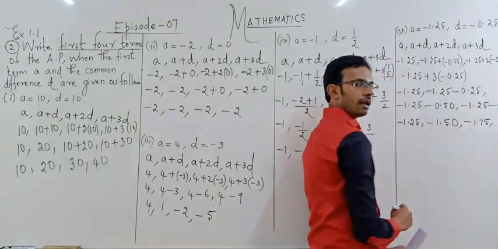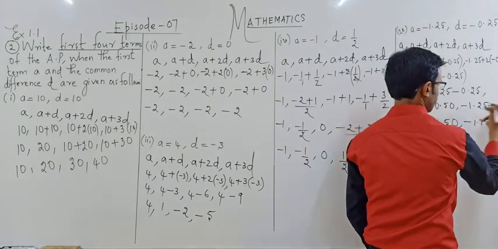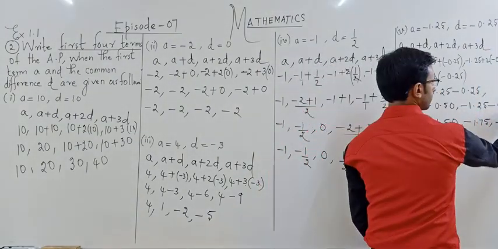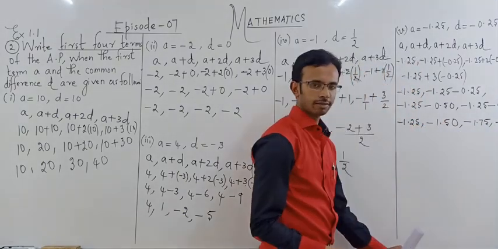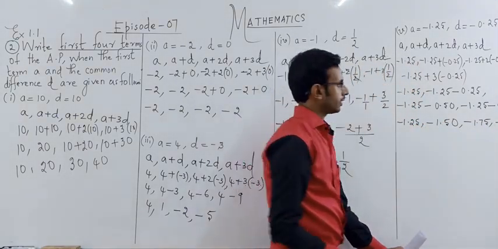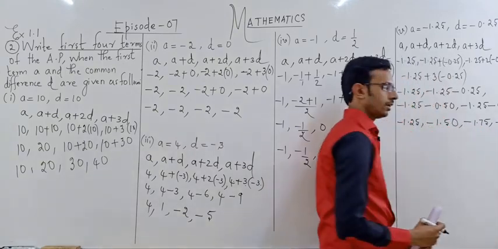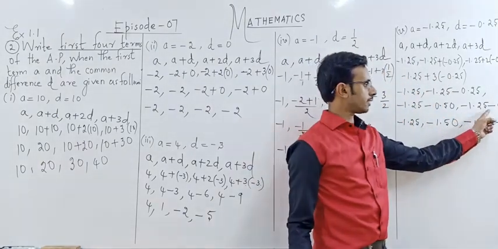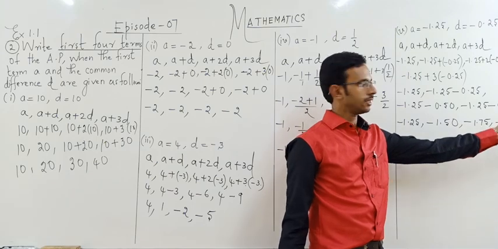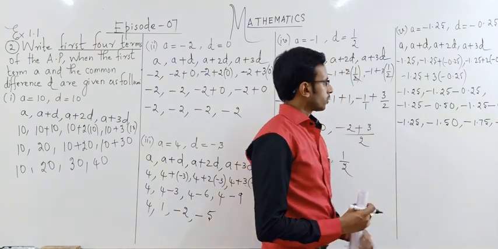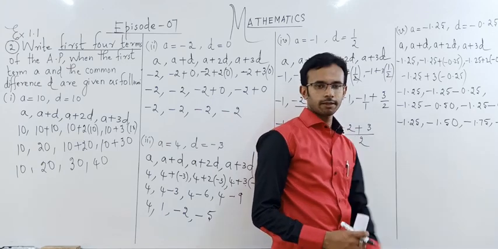Finally, the last term, which is the fourth term. Both these signs are same, so keep the same sign and add them. If I add 75 and 25, it will be 100, which is nothing but 2.00. It's like 1 rupee 25 paisa plus 0.75 paisa, so you will get 2 rupees. Understood? So this also makes an arithmetic progression.